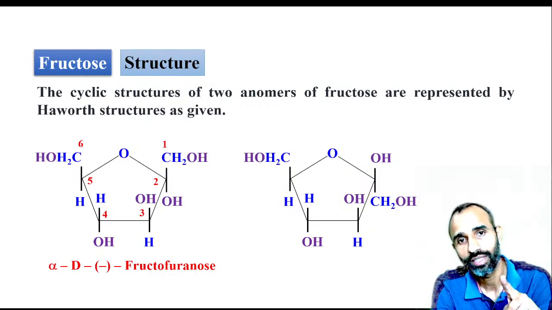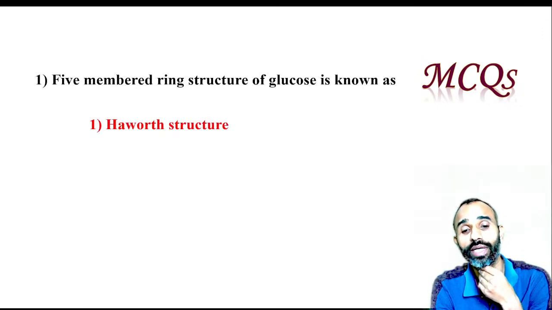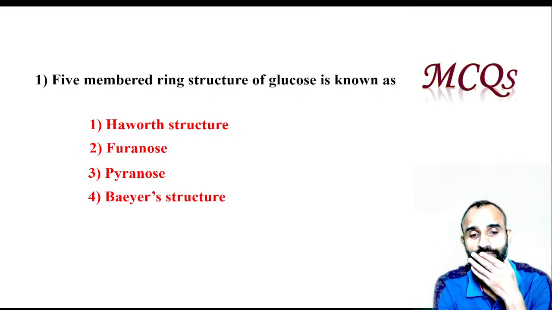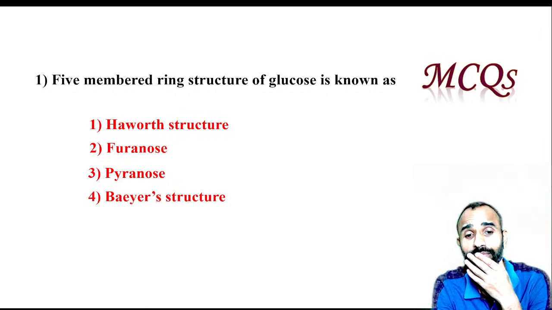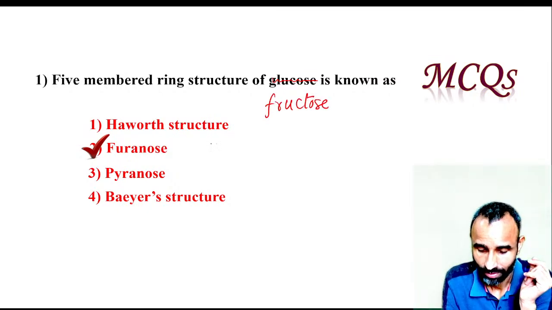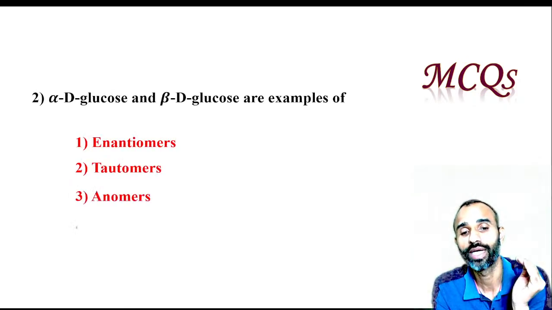In aldoses, if they differ at C1, they are called anomers. The five-membered ring structure of glucose is known as glucofuranose. Alpha D glucose and beta D glucose are anomers.